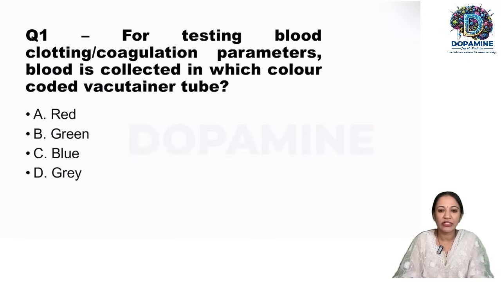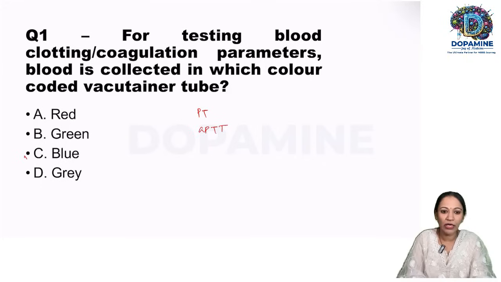First question that was asked is, for testing blood coagulation clotting parameters, blood is collected in which color-coded Vacutainer tube? A very practical question. As you're all aware, for blood clotting and coagulation parameters, that is for doing PT and APTT, we need to collect blood sample in blue colored Vacutainer. So we'll have a quick recap on the colors of Vacutainers that are used.